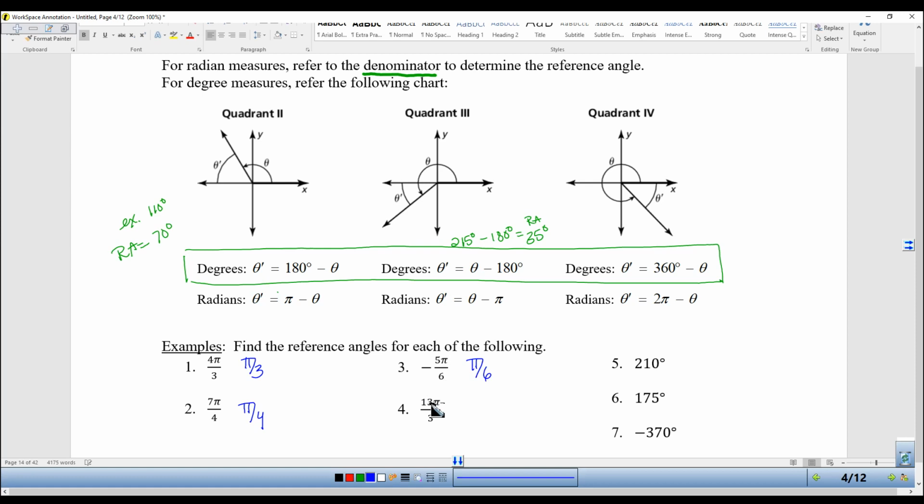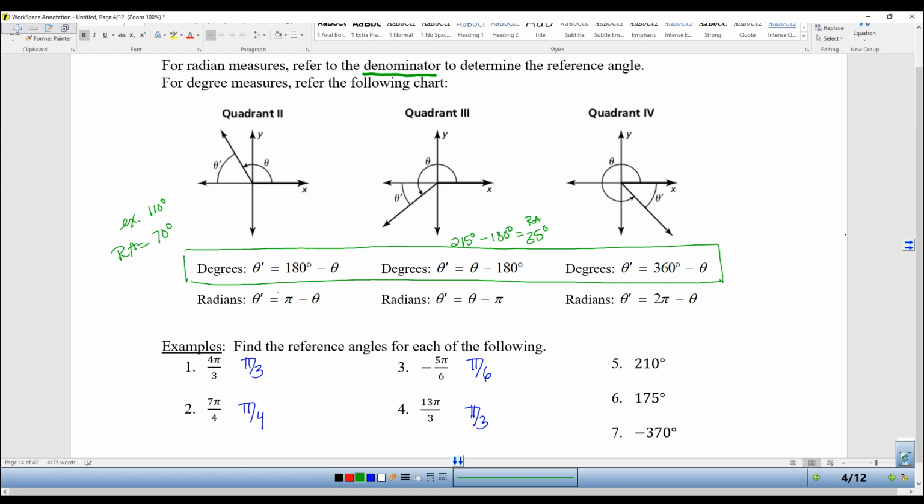What is the reference angle for 13 pi/3? This one is bigger than the unit circle. There's 6/3. There's 12/3. This is 13/3, coterminal with pi/3. But all we care about is that it ends in a 3. We don't need to find the coterminal angle. It's just going to be a reference angle of pi/3.